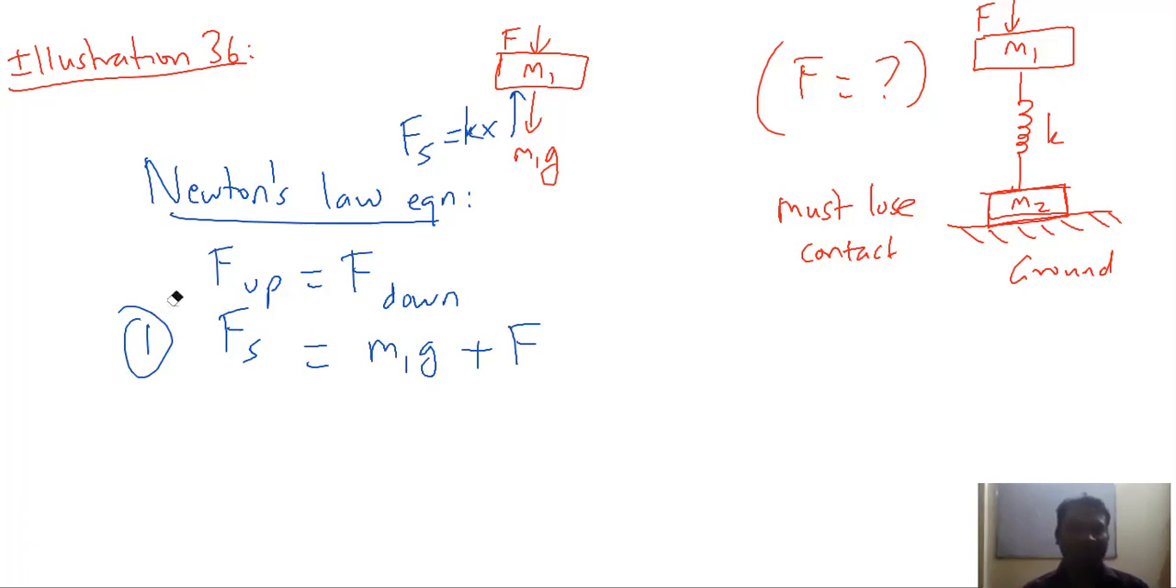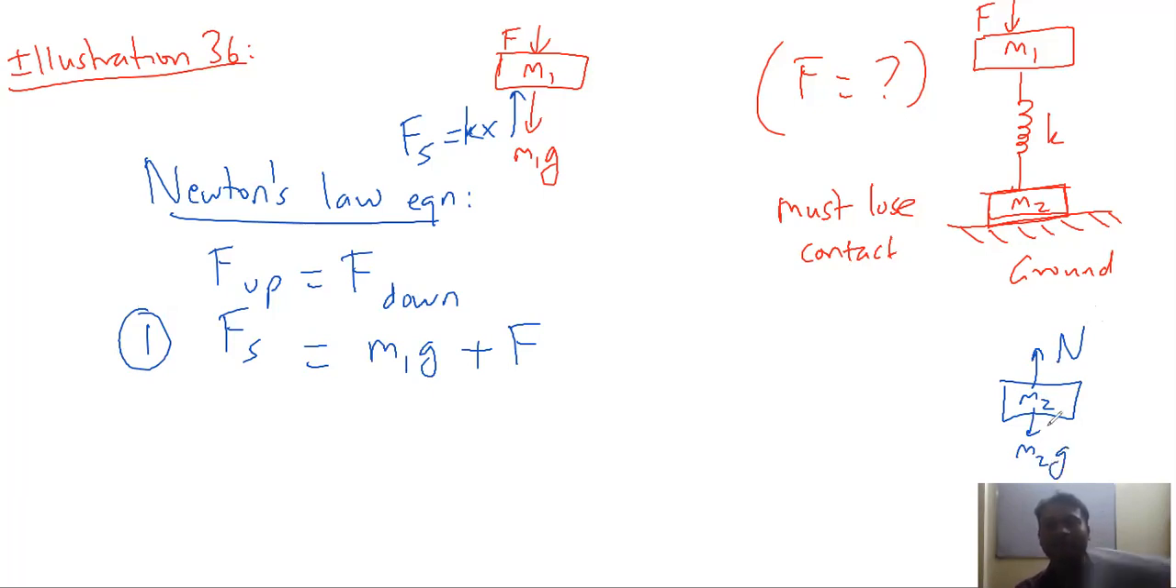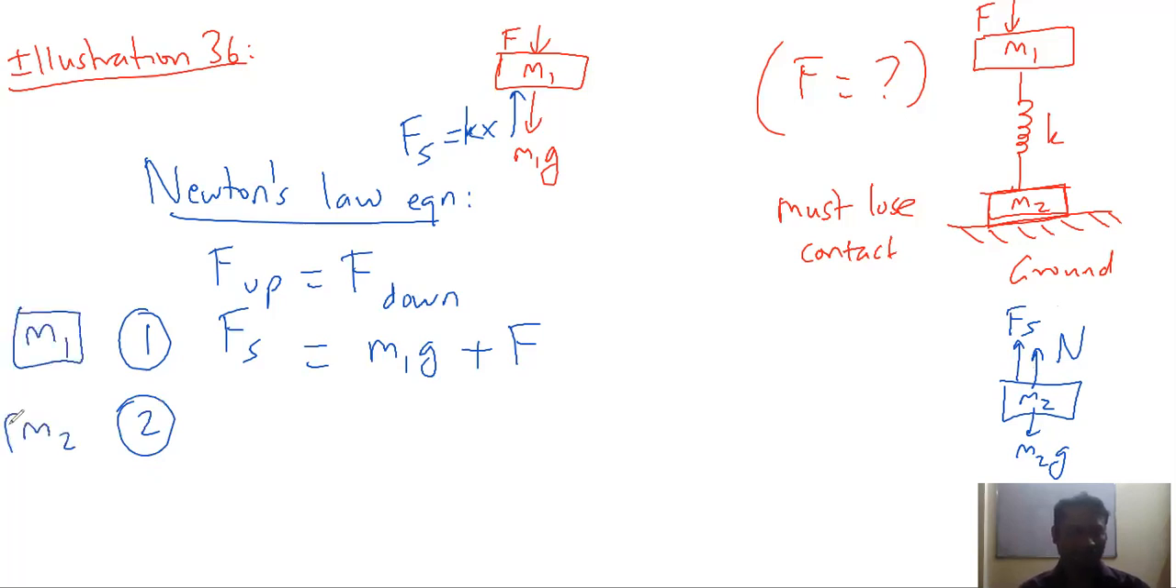Now, let us come to equation number 2 on body M2. For M2, we have one force which is the normal reaction, and another force which is M2g. M2g acts in the downward direction, the normal reaction acts in the upward direction, and the spring force will also act on M2, in the upward direction, Fs. So this is for M1, this is for M2. Newton's law equation is Fs plus N, the upward forces, is equal to M2g.